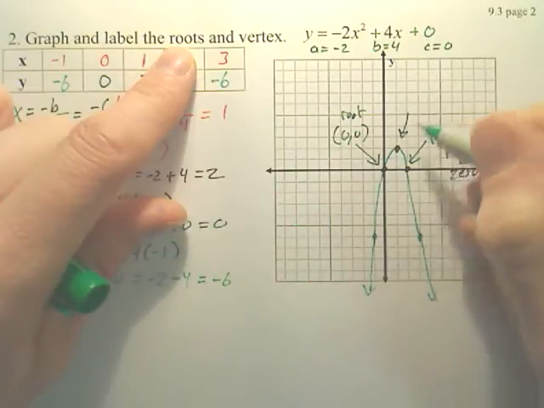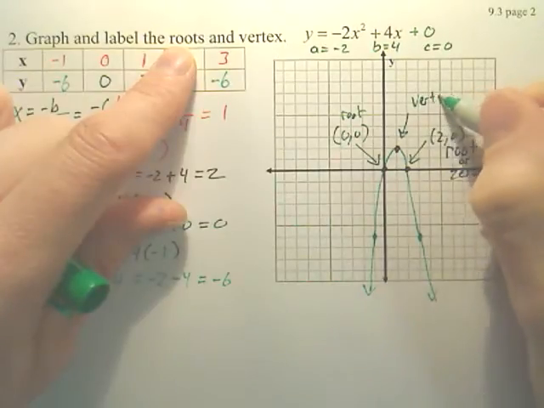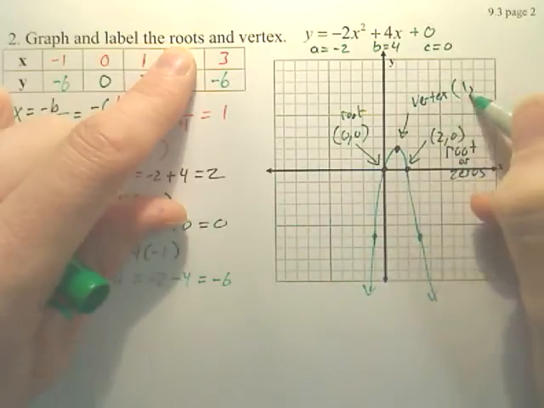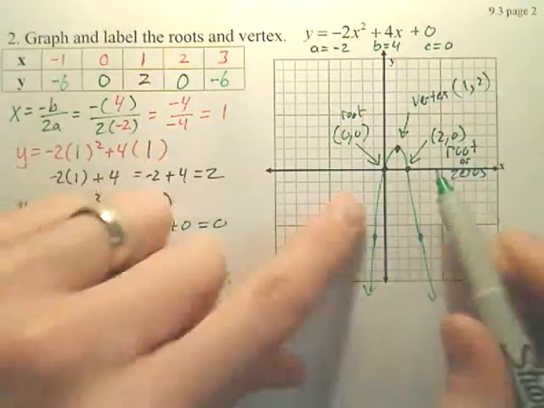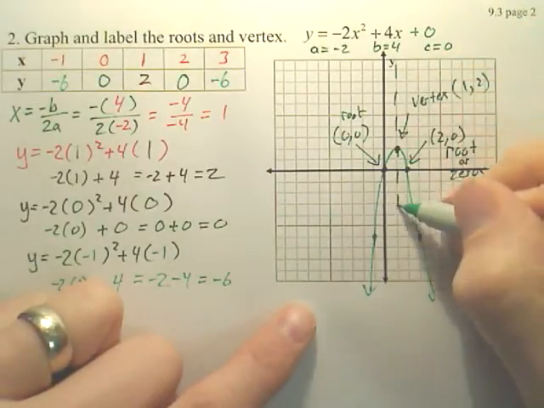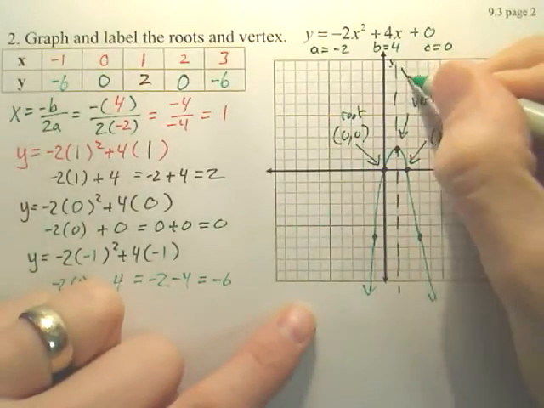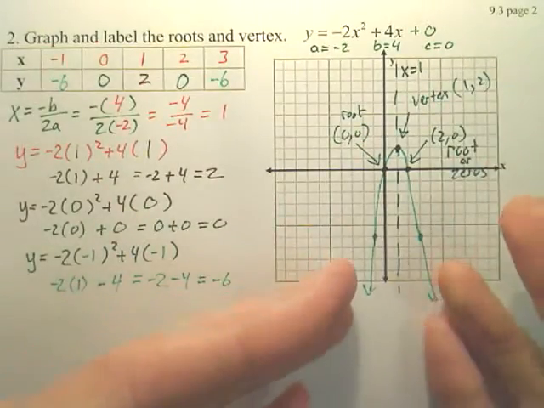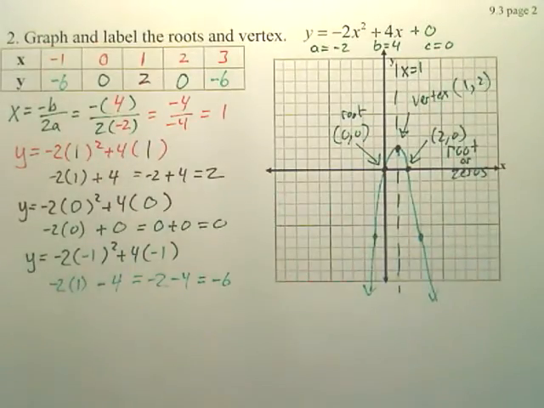And the vertex, that's called the vertex. And that's over 1, up 2. So over 1, up 2. That's the vertex. These are the roots. The axis of symmetry going right through the middle, that would be x equals 1. The equation of that dotted line is x equals 1. That's the line where this graph folds. It's where it's symmetrical.